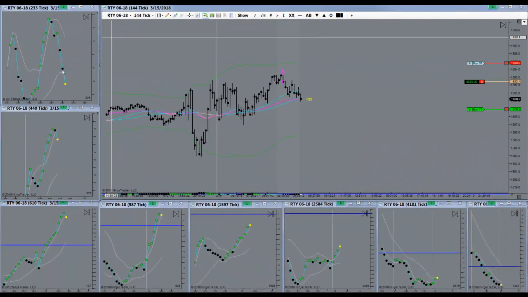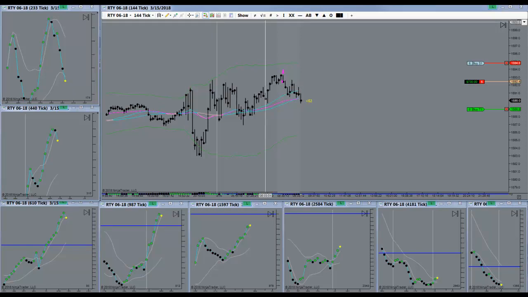There we go. Looking at the distance between the BBs here. Everything's looking great. The distance is equal. The momentum is the same. It's what we want to see.